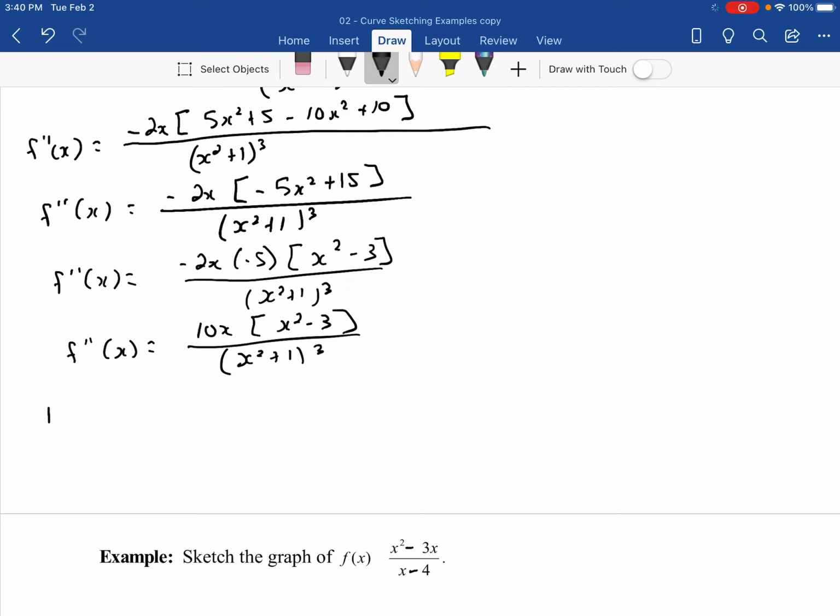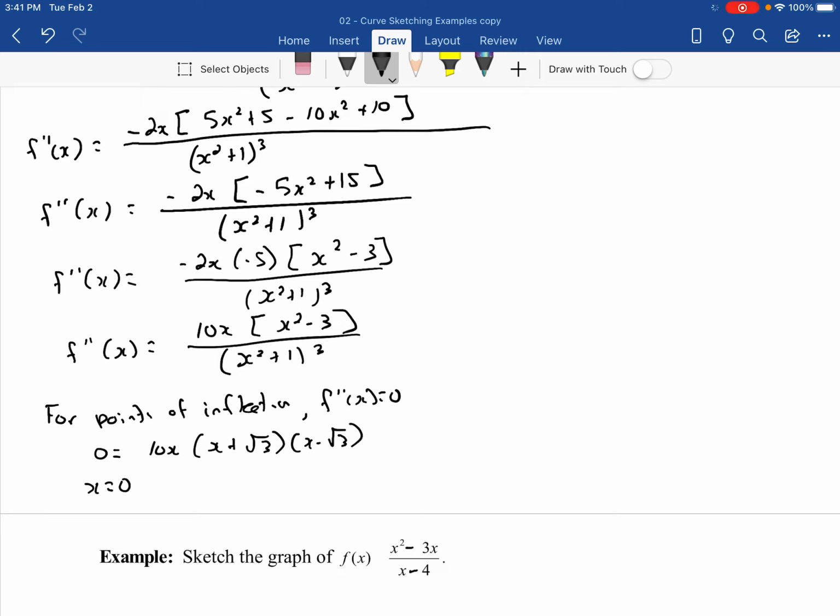So for points of inflection, we want f double prime to be 0. So we need 0 equals 10x, bracket x squared minus 3. Let me just do a little difference of squares on that thing. You can do it other ways to get these answers, but just to fit this into the bottom, there's my 3 values.